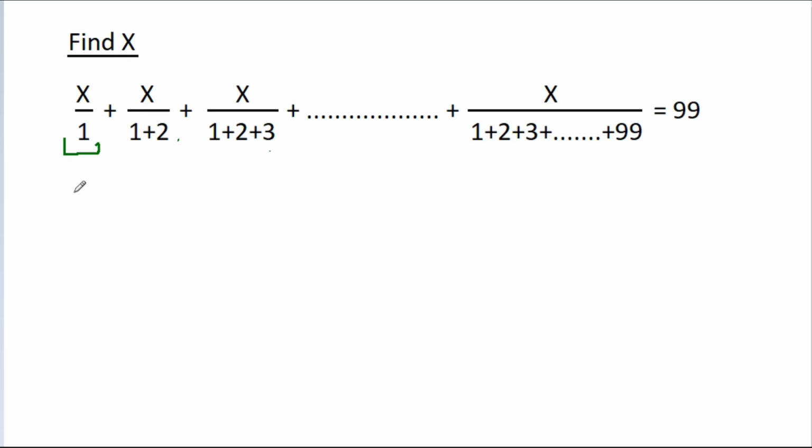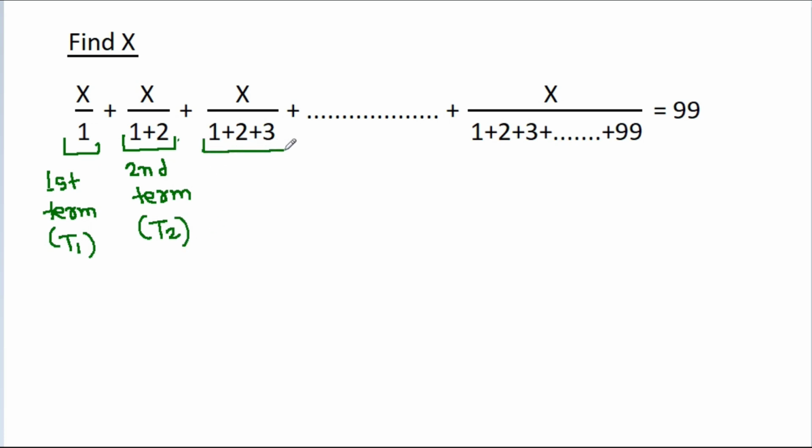So x by 1 is the first term, t1. x by 1 plus 2 is the second term, t2. x by 1 plus 2 plus 3 is the third term, t3.